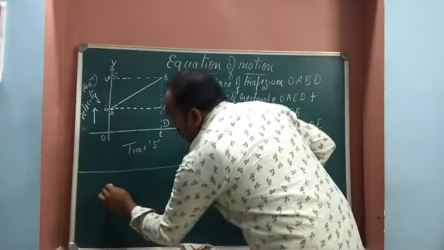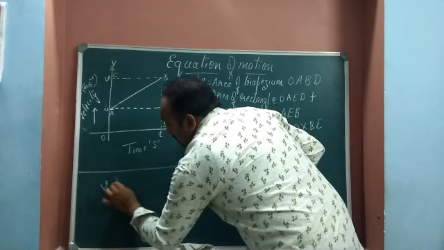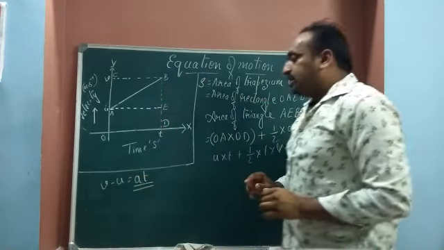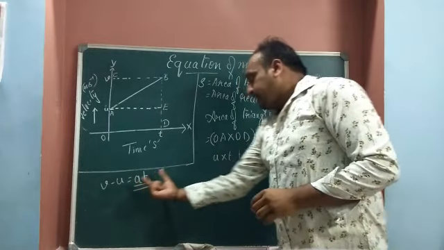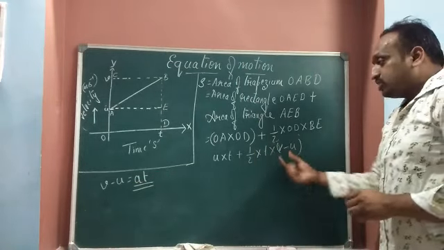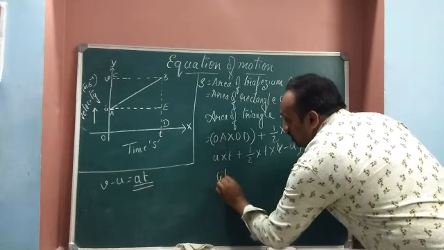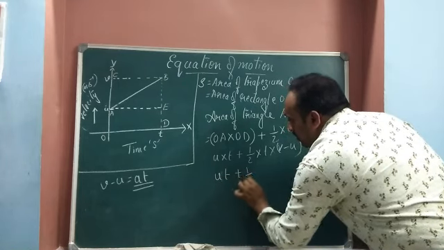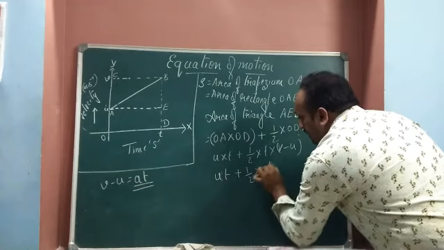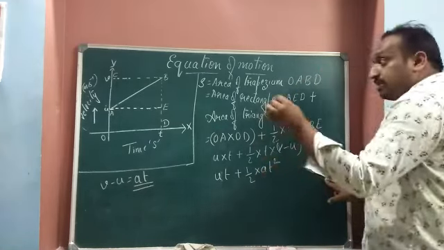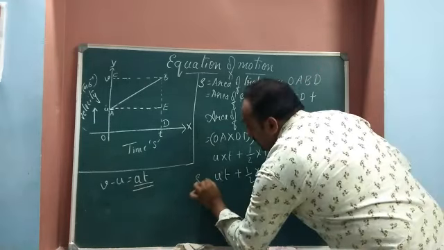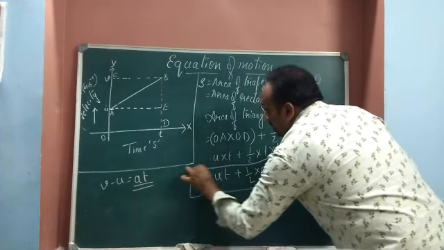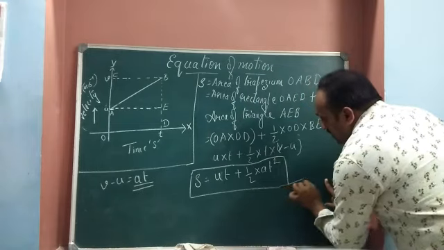We know the value. V minus U is equal to AT. Don't forget it. Now substitute AT as V minus U. So this becomes UT plus half into AT square. Which value are we finding? The S. So S is equal to UT plus half AT square.